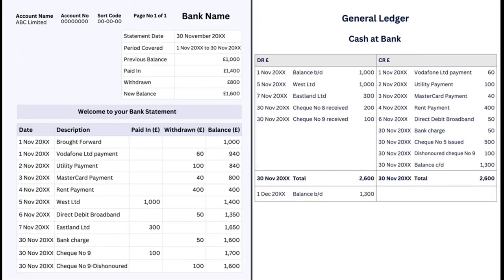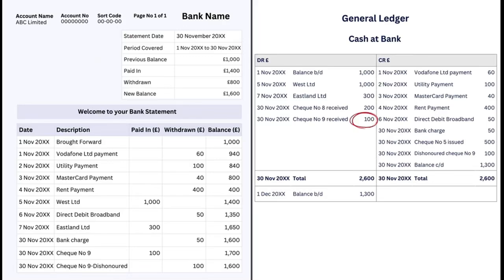Now let's look at a dishonored check, which is treated differently from timing differences. A dishonored check occurs when a customer pays us by check. We record it as received, but the bank later rejects the check. This can happen due to insufficient funds, a cancelled check, or an error on the check. When the check is dishonored, it means the cash was never actually received, so the original entry we made in the cash at bank account is incorrect.